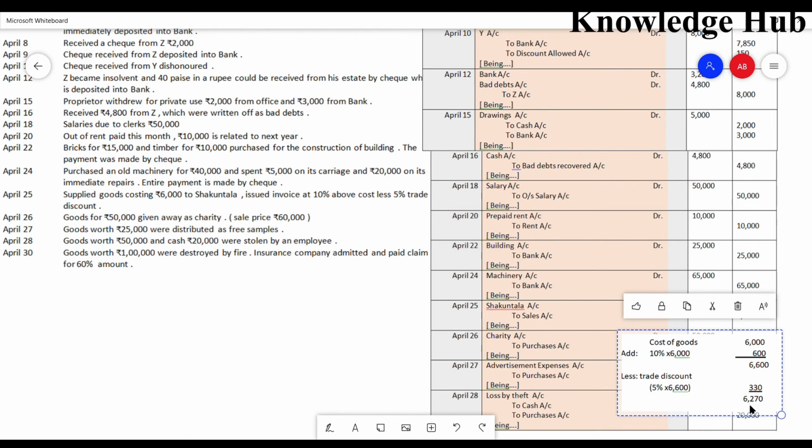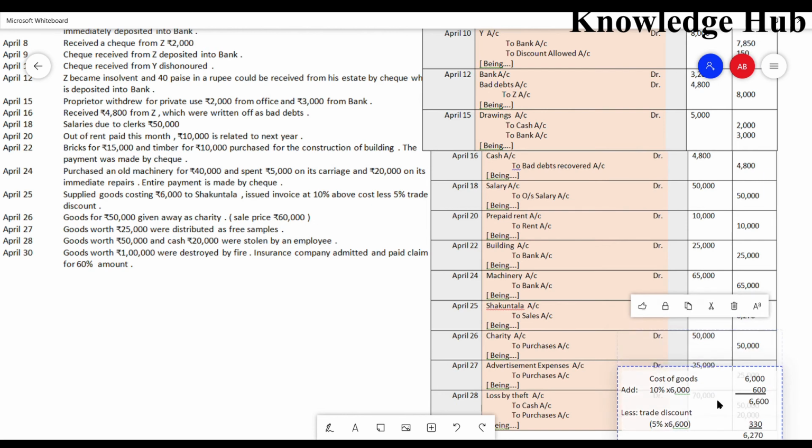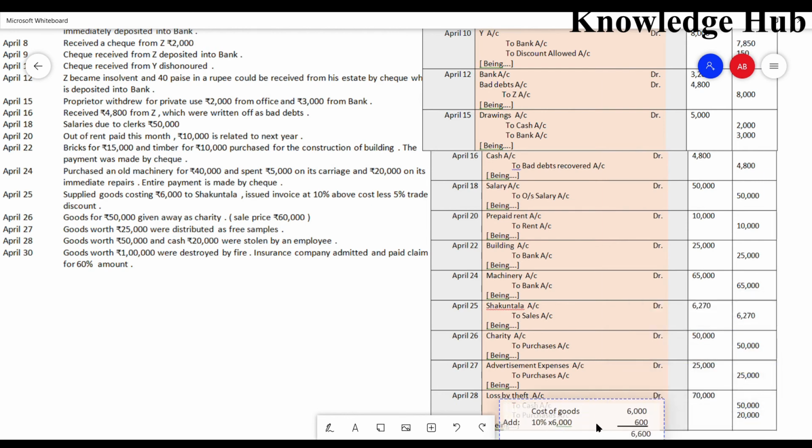So now again let's look into the transaction. It reads supplied goods to Shakuntala. So Shakuntala is my debtor. I have debited Shakuntala's account with this amount of rupees 6,270, and since this is a sales of goods, I have credited to sales account 6,270. Now let's again move into the next transaction.